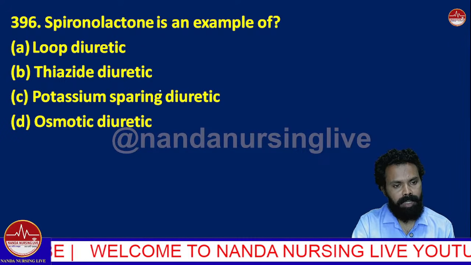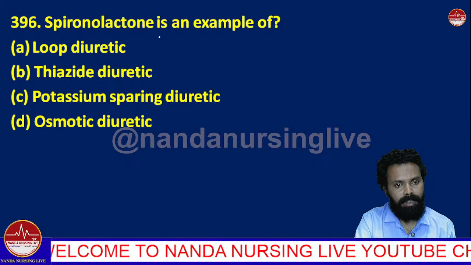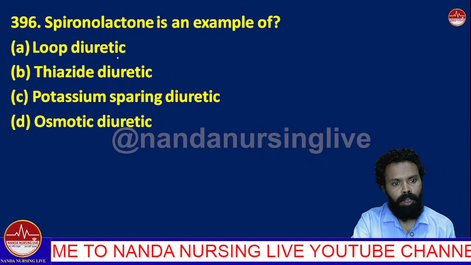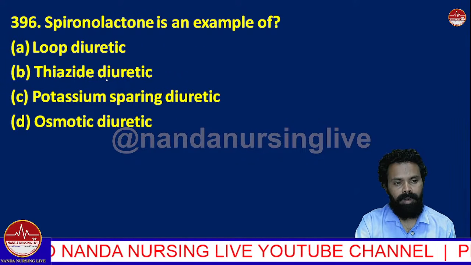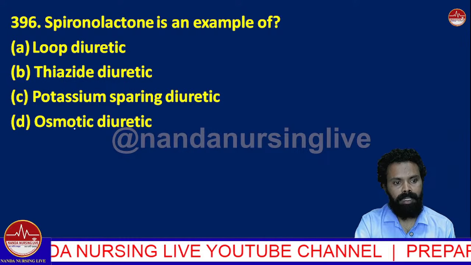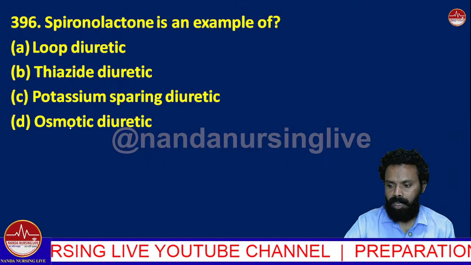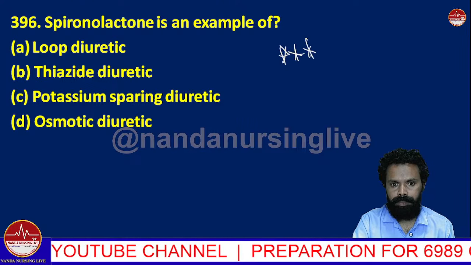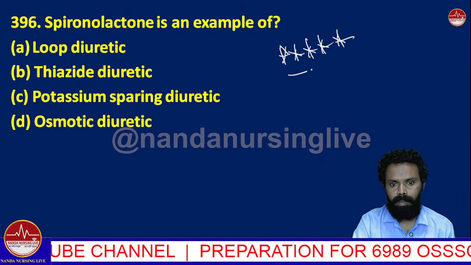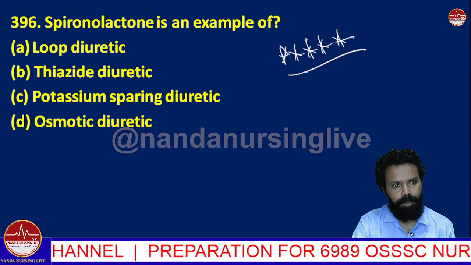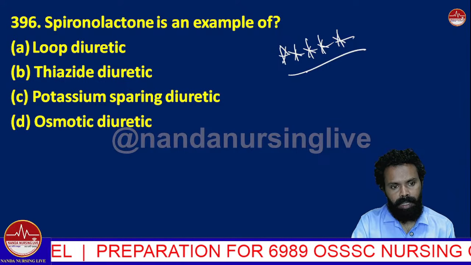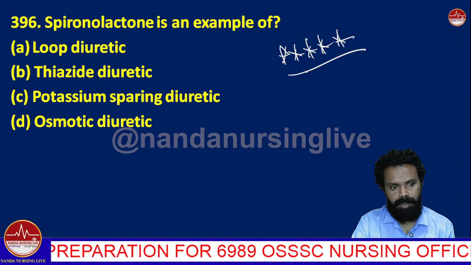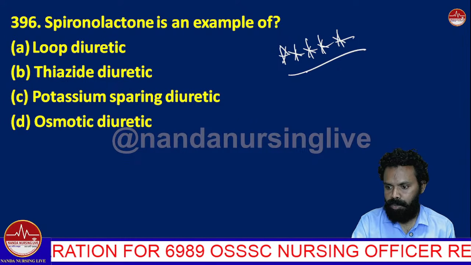Next question, question number 396. Spironolactone is an example of option A loop diuretic, option B thiazide diuretic, option C potassium sparing diuretic, option D osmotic diuretic. So which option is the correct answer? Most important MCQ.